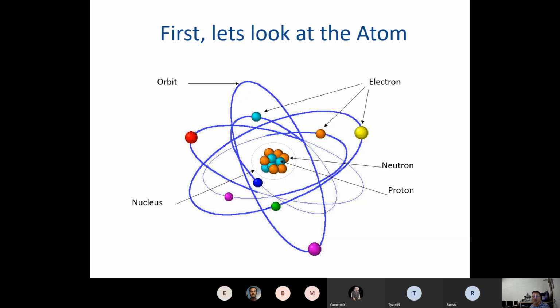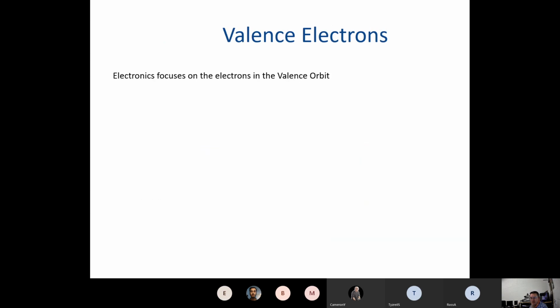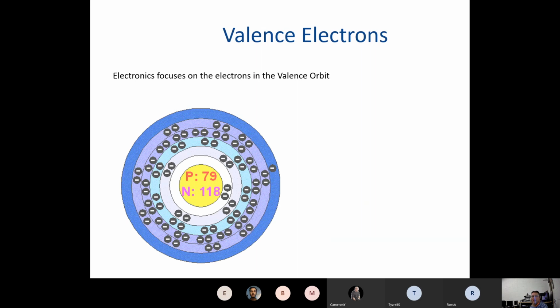And that the electricity or electronics is all based off of the valence electrons, or the outermost free electrons of an atom. So then we talked about what a valence electron was, which I just kind of explained.